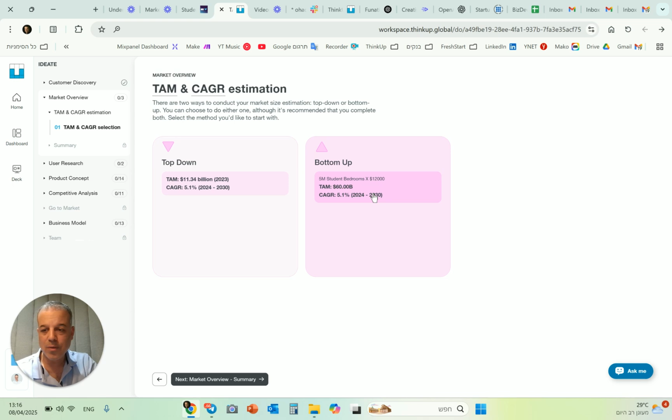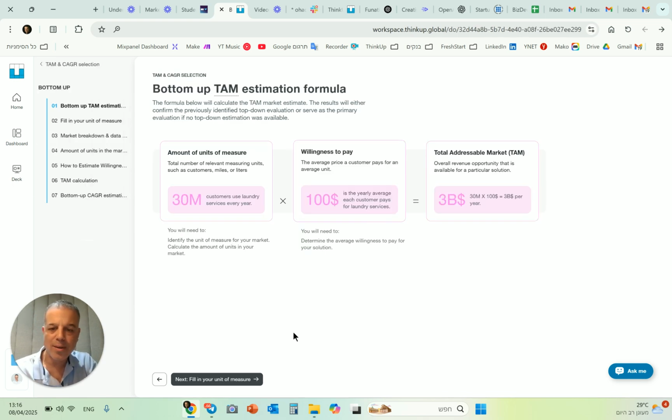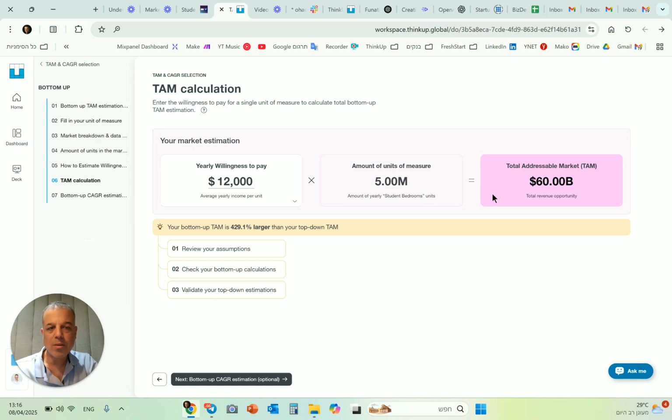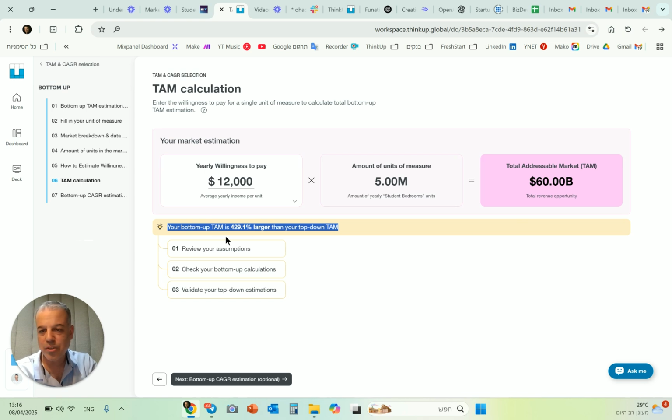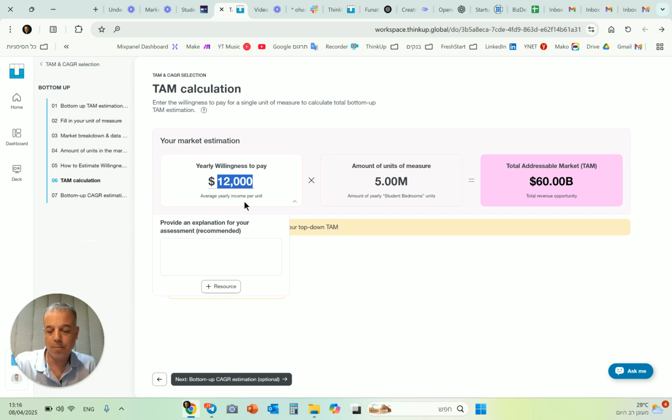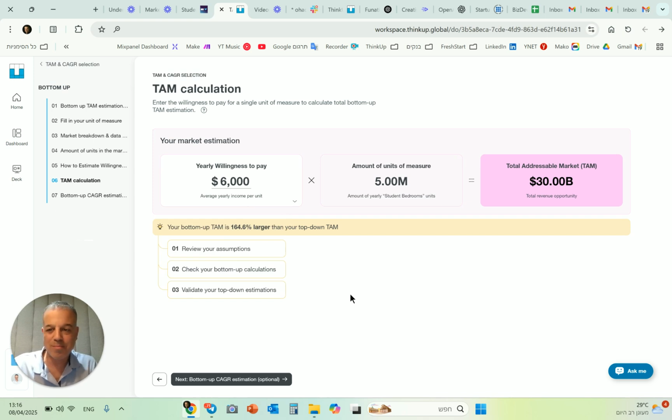Now I can see, and if you saw it earlier, let me get you to this part. The time calculation, there was a yellow indication here saying that the bottom up calculation is bigger by 400% than the top down calculation. And in this case, you maybe want to iterate your assumptions either on the top down, or here maybe the willingness to pay is too large. So you need to maybe iterate it. Again, it's not just numbers. You need to back it with some meaningful resources and facts.